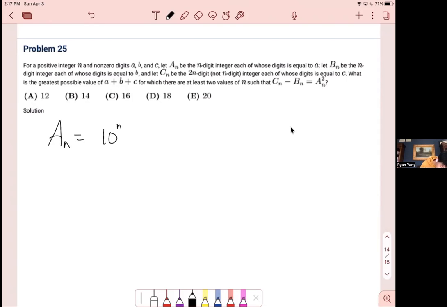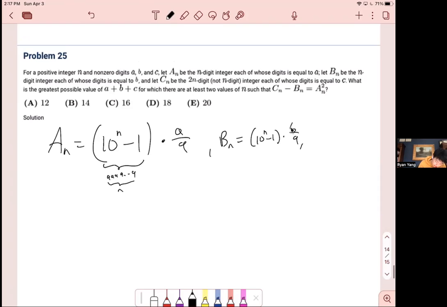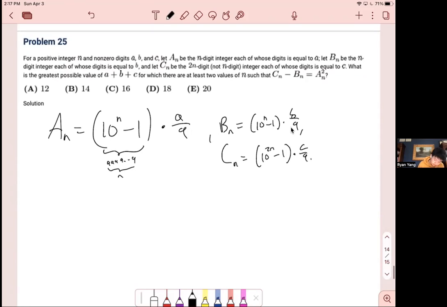So a sub n is equal to 10 to the n minus 1, which is n digits of 9, times a over 9, so that we replace each of the 9s with a's. Similarly, b sub n equals 10 to the n minus 1 times b over 9, and c sub n is equal to 10 to the 2n minus 1, because it's a 2n digit number, times c over 9.